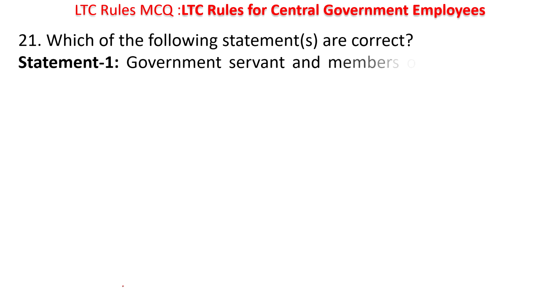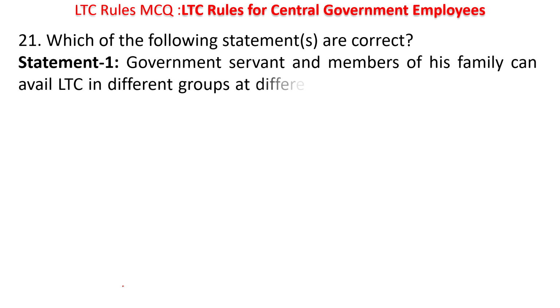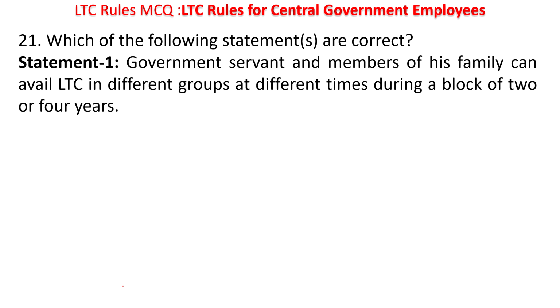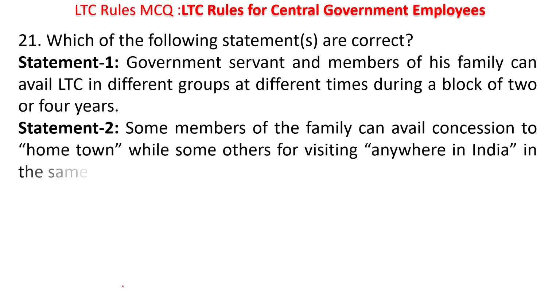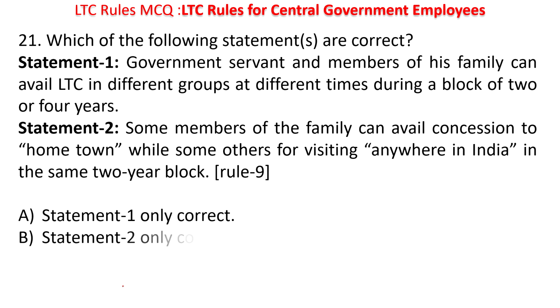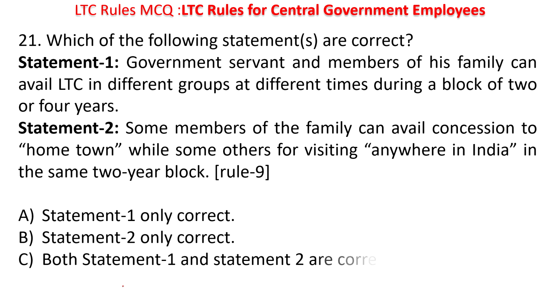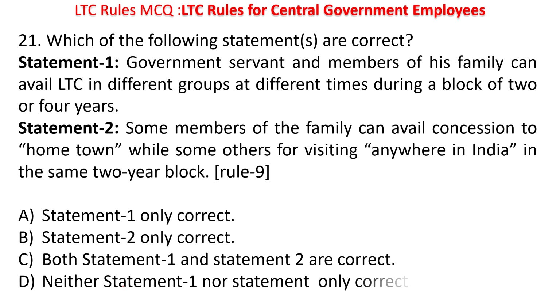Next question. Which of the following statements are correct? Statement 1: Government servant and members of his family can avail LTC in different groups at different times during the block of first 2 or 4 years. Statement 2: Some members of family can avail concession to hometown while some others for visiting anywhere in India in the same 2-year block. Statement 1 only correct. Statement 2 only correct. Both statements 1 and 2 are correct. Neither statement 1 nor statement 2 is correct. Your time starts now.